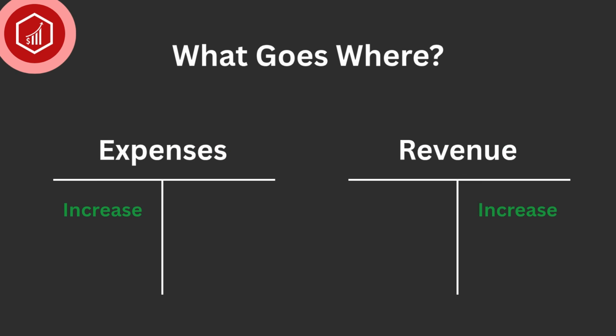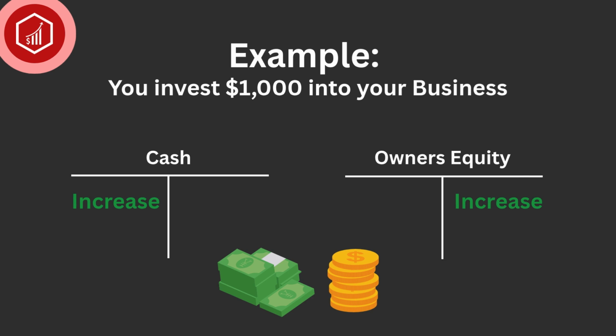So, if you're spending money on office supplies, that's an expense. It goes on the debit side. But if you're earning money from a sale, that's revenue. It goes on the credit side. Once you understand this logic, using T accounts becomes much easier. So now, let's walk through a quick example so you can see how it works in practice.